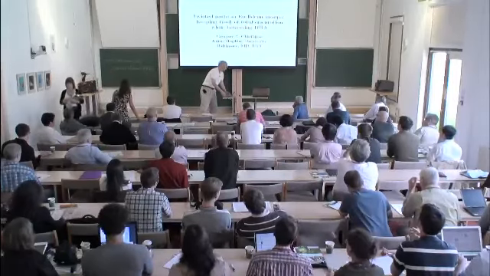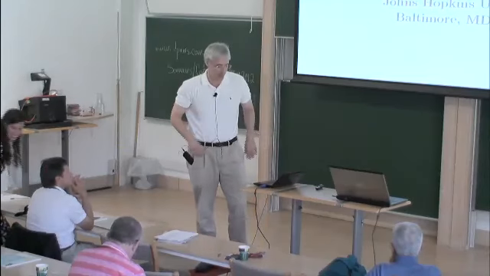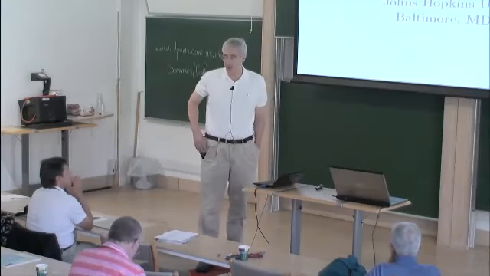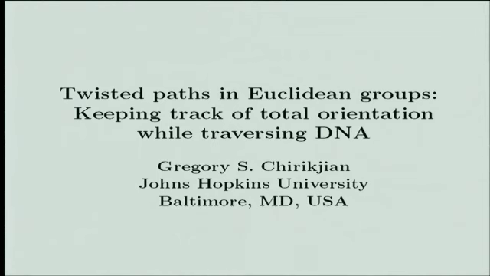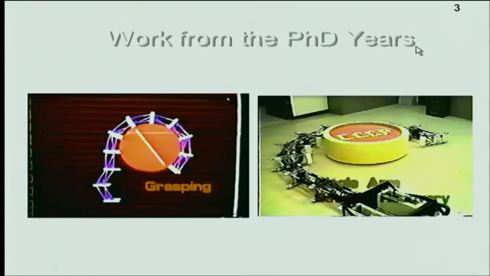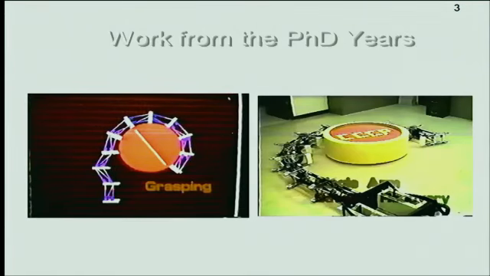So I'm going to switch gears here a little bit, and this is going to be pretty much purely a math talk. I'll be talking about keeping track of total orientation in DNA, as well as coarse graining the concept of twist. But before I do that, I always like to start by showing where I came from.